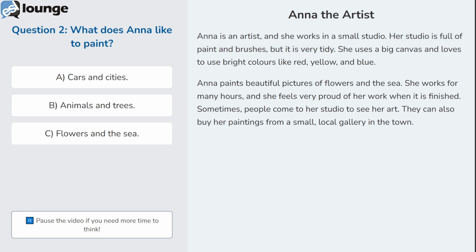Question 2. What does Anna like to paint? A. Cars and cities. B. Animals and trees. C. Flowers and the sea.